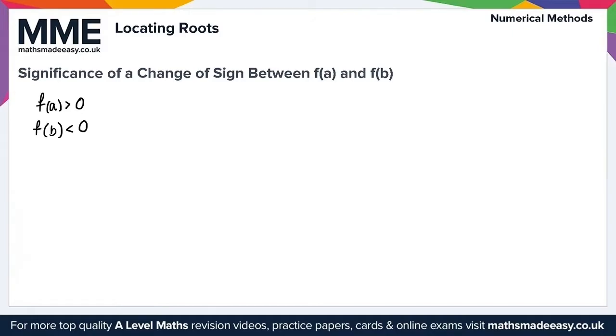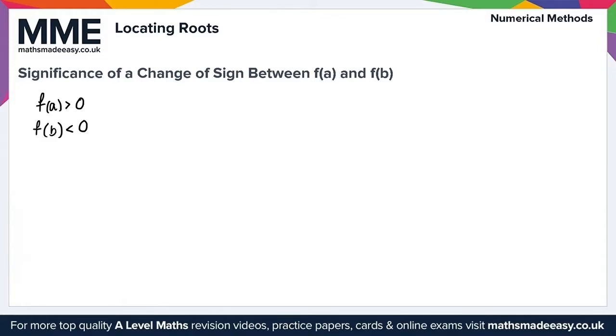However, this is only true if the function is continuous between a and b. Otherwise, if it's not, the change in sign might be caused by something other than a root. Furthermore, if there isn't a change in sign between two different values of x, this doesn't necessarily mean there isn't a root between these values, as the graph of f of x could just touch the x-axis between these values.